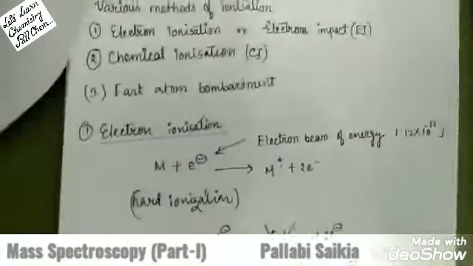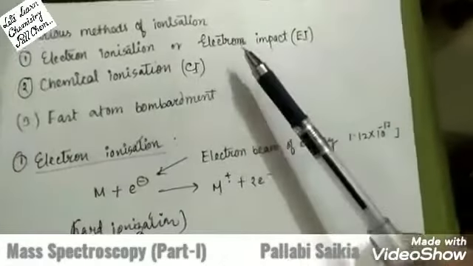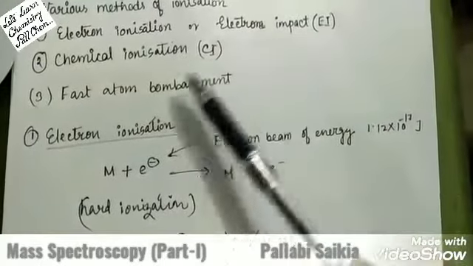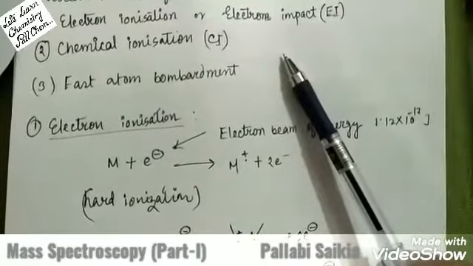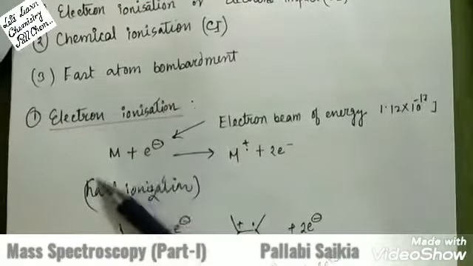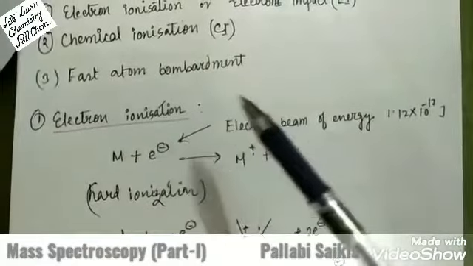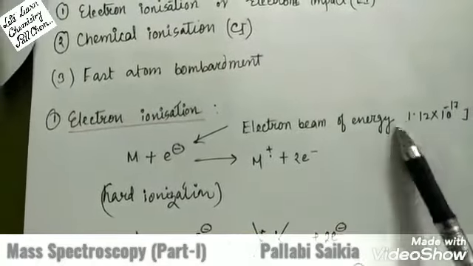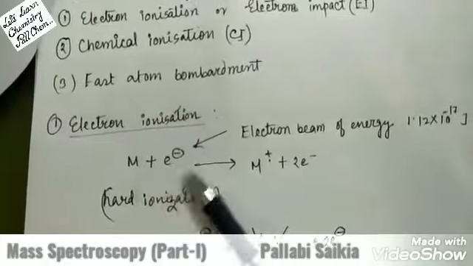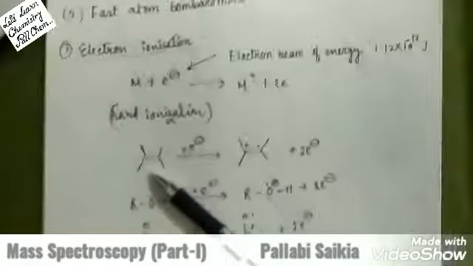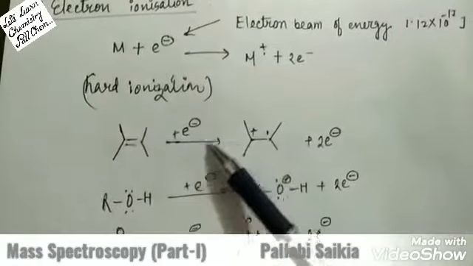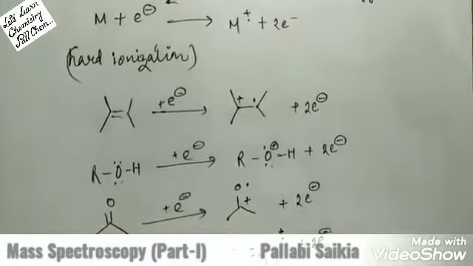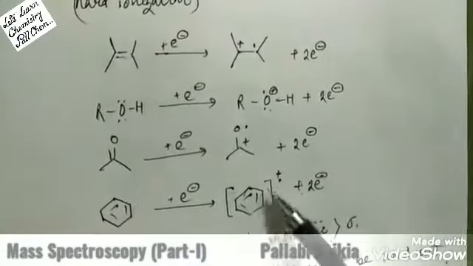In the ionization chamber, different methods are there to ionize the molecule. First is electron ionization or electron impact, second is chemical ionization, and third is fast atom bombardment. In electron ionization, the molecule is directly ionized with a high energetic electron beam of energy 1.1 × 10^-17 joule. The molecule is collided with the beam, so it will form a radical ion. For example, an alkene bombarded with an electron beam will form a radical ion. An alcohol gives a radical ion, a carbonyl compound gives a radical ion, and aromatic benzene gives a radical ion.